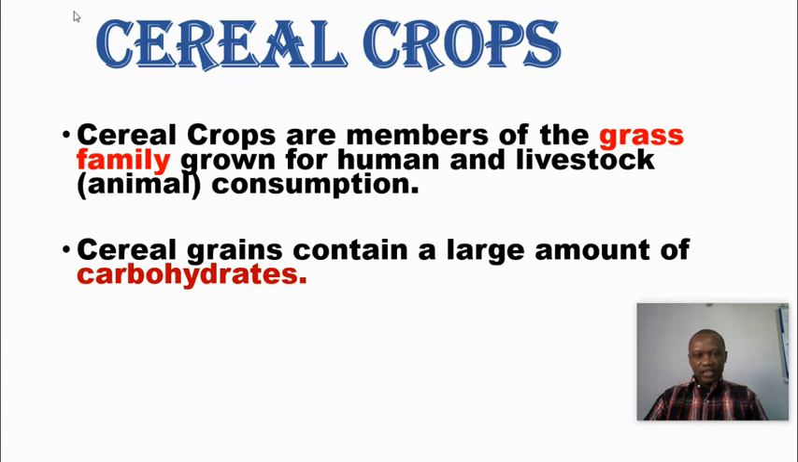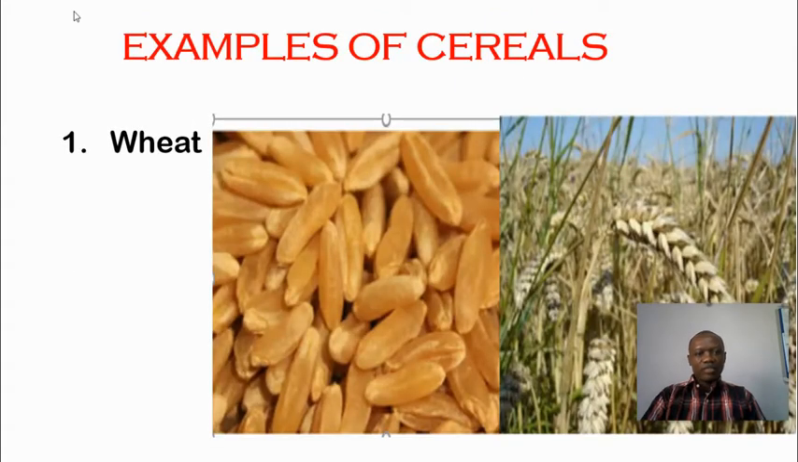Remember when we treated the classes of food? Cereal crops provide a very high level, a very good amount of carbohydrates. So today we're going to look at what examples we have, as well as share some pictures.